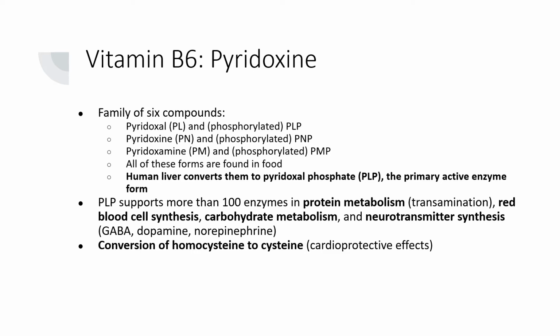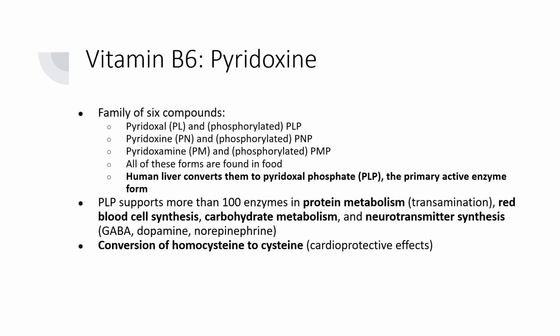So pyridoxal phosphate supports more than 100 enzyme systems in protein metabolism, in particular transamination, where we might convert one amino acid to another non-essential amino acid. Also, we see PLP acting in red blood cell synthesis, carbohydrate metabolism, and the synthesis of some of our neurotransmitters like GABA, dopamine, and norepinephrine. B6 plays a really crucial role in converting homocysteine to cysteine.